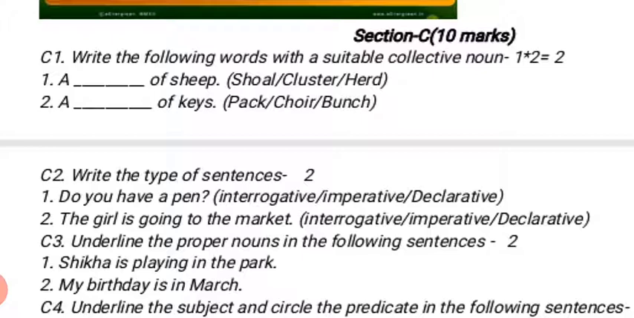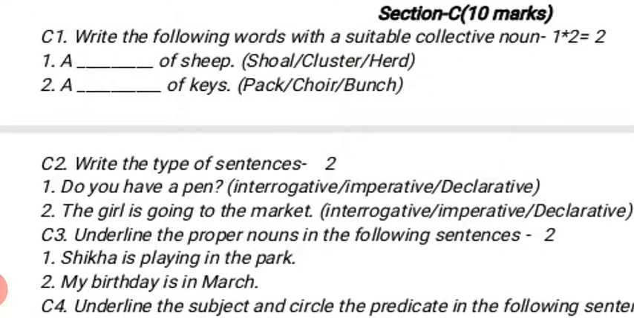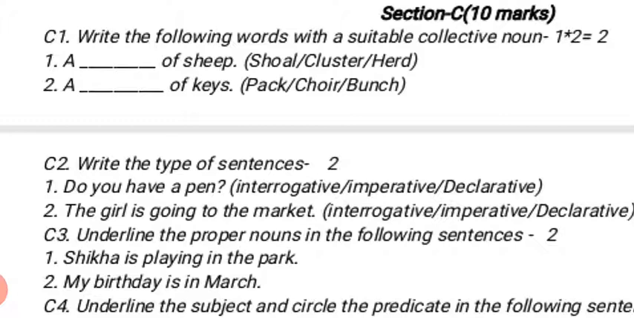Write the type of sentences. Do you have a pen? You can see that it is starting with the helping verb and at the end it has a question mark. So it's interrogative, imperative or declarative? It's interrogative. The girl is going to the market. Interrogative, imperative or declarative? It's declarative. It's not imperative, it's not interrogative, it's declarative.